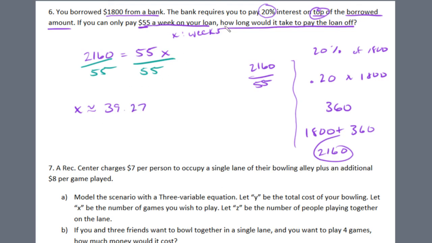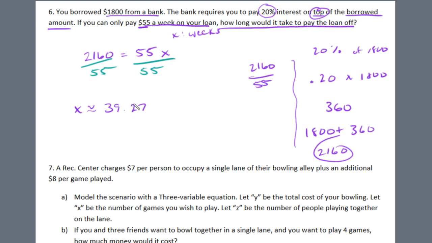Now, it's asking you, how long would it take to pay off the loan? And this is in weeks, all right? So you don't want to say it's going to take you 39.27 weeks. That doesn't make sense. You don't regularly chop weeks into decimals, right?